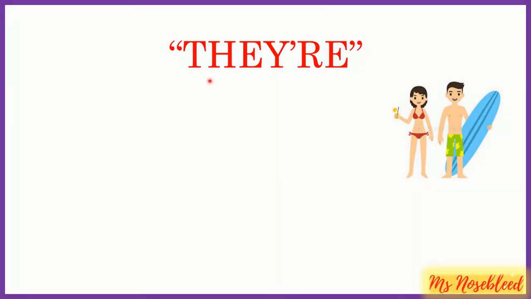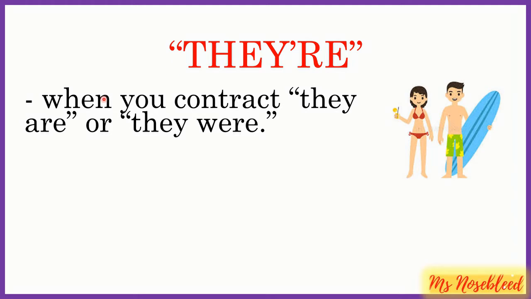Okay, finally, the third one is they're. T-H-E-Y-R-E. Okay, what does it mean? It's a contraction of they are or they were. It's a short form. Okay, so when you see this, especially with an apostrophe, that means it's actually two words combined into one. So it could be they are if it's present or they were if it's past.